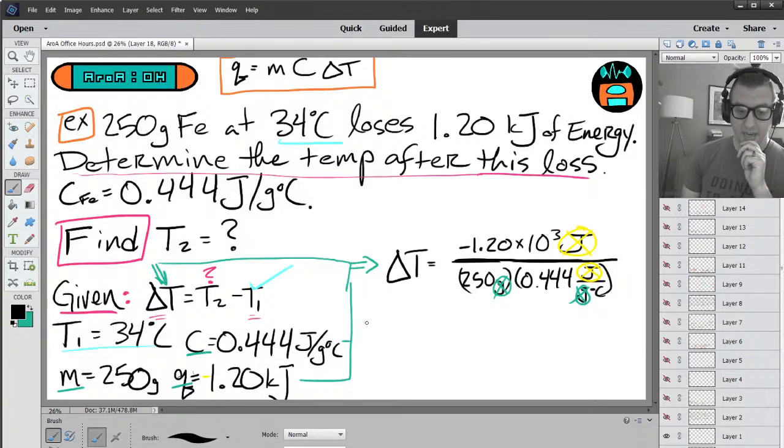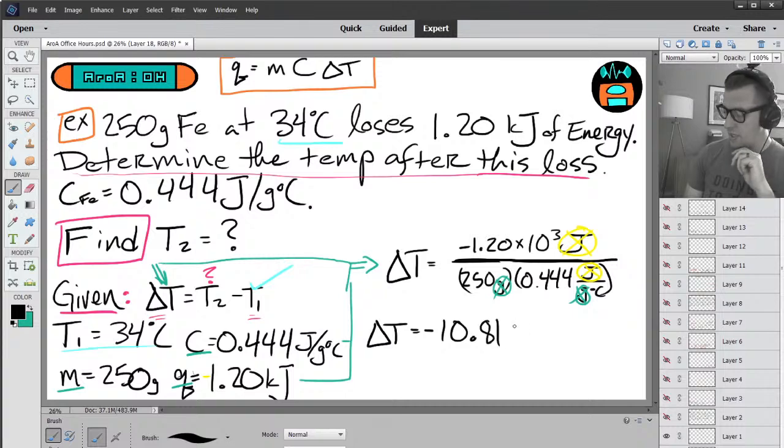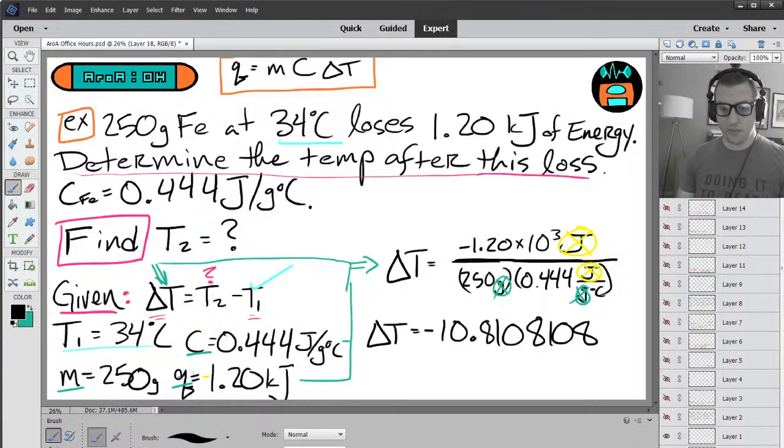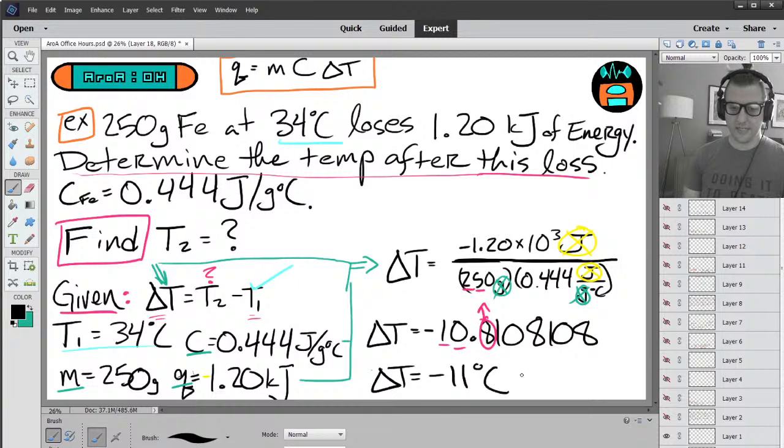gives us a delta T that is equal to negative 10.81081108. We can keep 3 significant digits. Oh, nope, I take that back. Our mass only has 2 significant digits, so we can only keep 1, 2. This 8 is going to round up. So our delta T, our change in temperature, is negative 11 degrees Celsius.